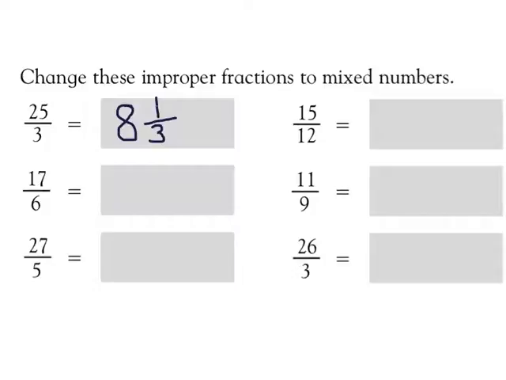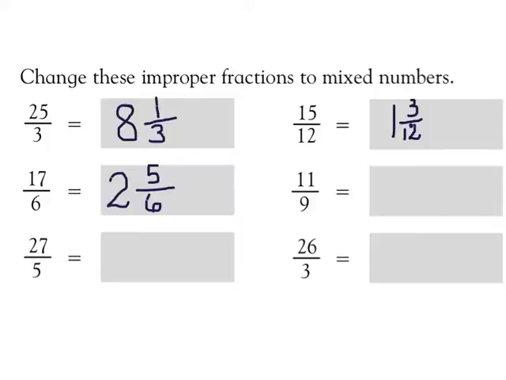15 divided by 12. 12 goes into 15 one whole time. And then I have 3 left over. My 12 does not change, so I have 1 3/12. 17/6. If I think about my 6's, I have 6, 12, 18. Well, the 18 would have gone over, so it's 2 times. So 2 times 6 is 12. I would have 5 left over. That's going to be my numerator. My denominator doesn't change, so I have 2 5/6.